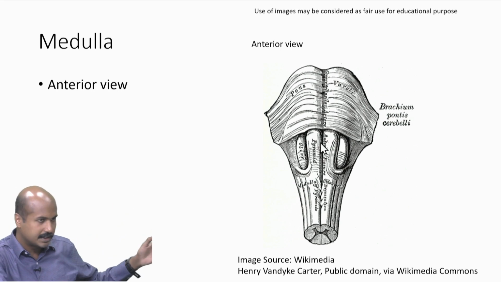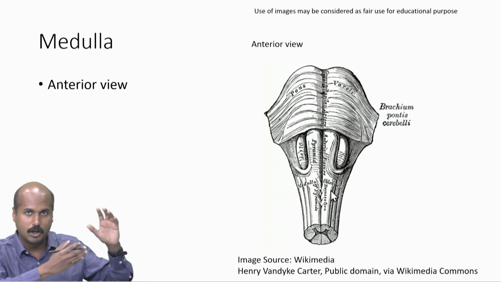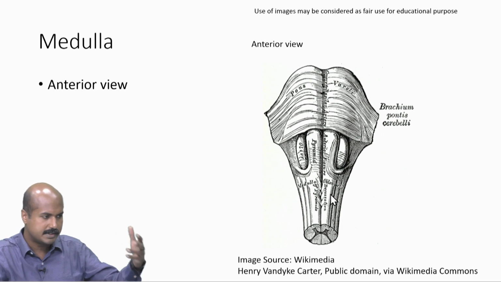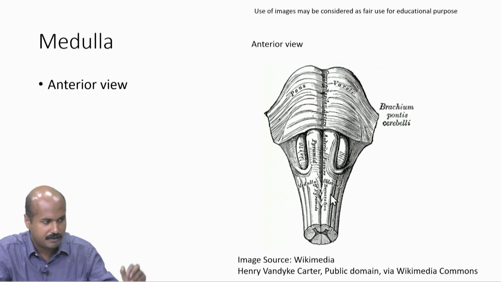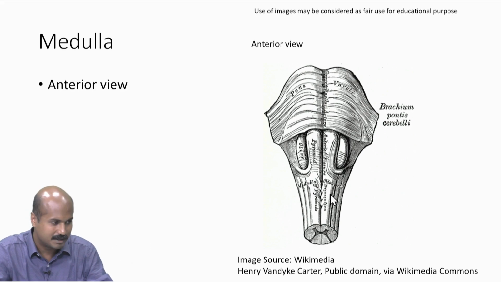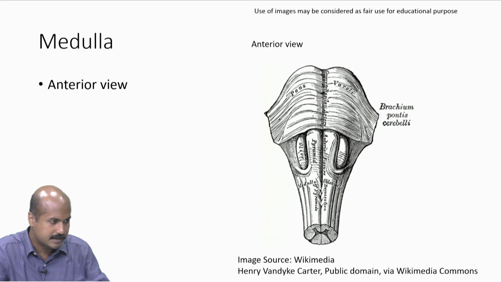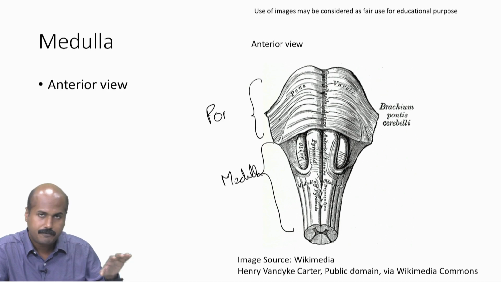This long structure that you see is called medulla oblongata, and you are looking at the anterior view. This is a Gray's anatomy picture, a very old classic diagram of the anterior view of the brainstem. So this much part is what you call as the medulla, and above that what you are seeing, this is the pons. We are focusing on the medulla.